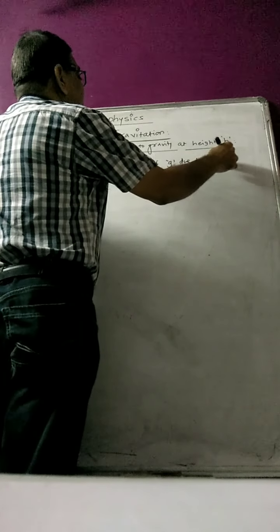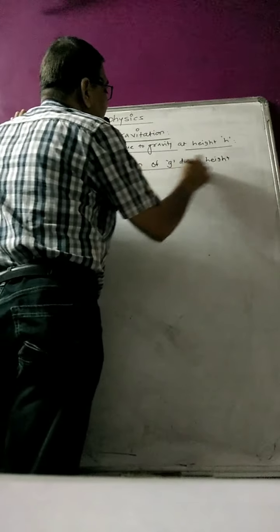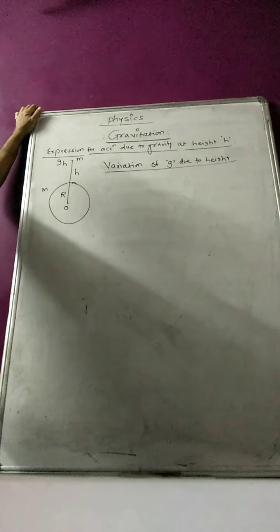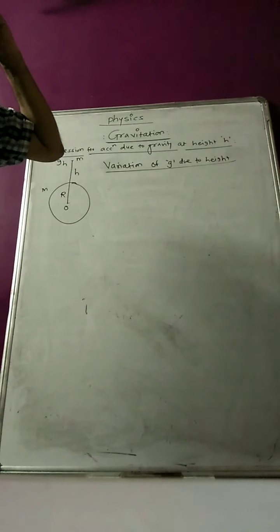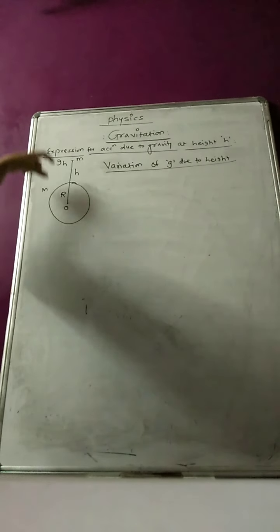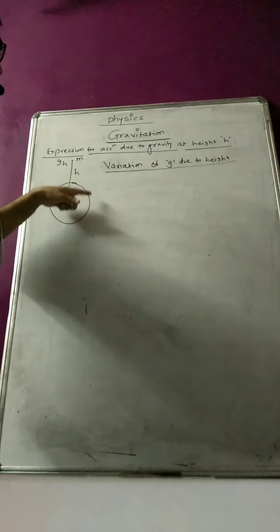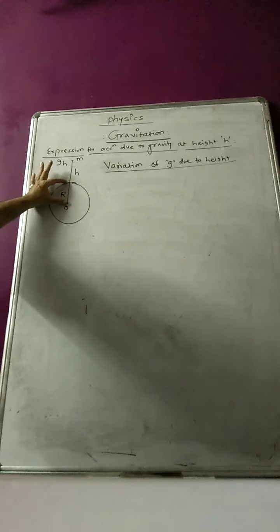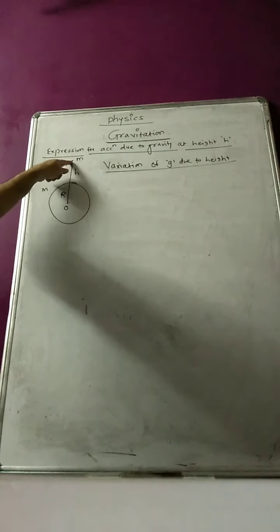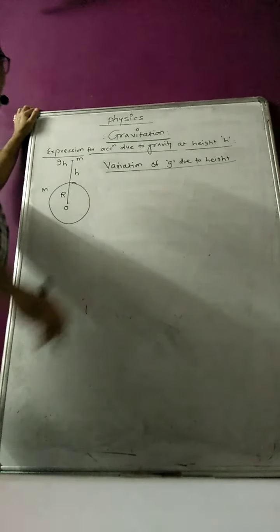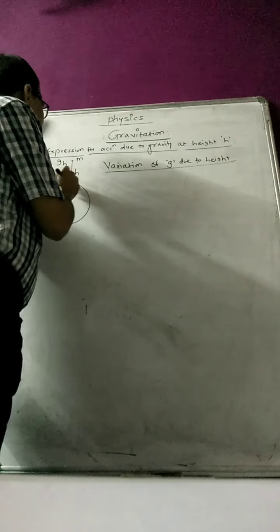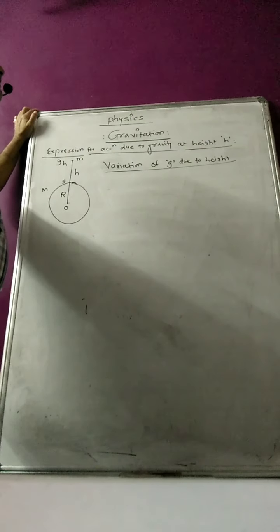Now suppose this height is not comparable to the radius of the earth. In that case we can consider this is the earth's surface having the mass M, having the radius R, and any object which has been kept above the surface of earth is at a distance of height h. The g will be the acceleration due to gravity on the surface of Earth, which we have already calculated.